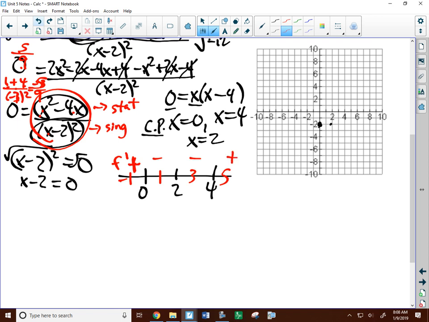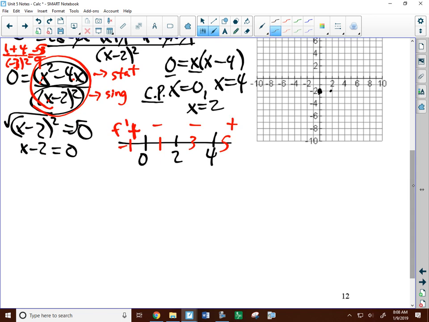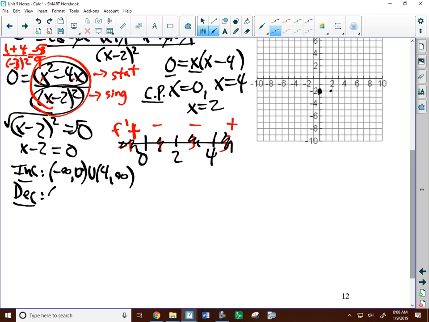Again, just for time's sake there. Well, I'm going to write down increasing, decreasing. So, get rid of the test values. Let's see, what's positive? So negative infinity to 0. Ooh, 0. Union 4 to infinity. And then where it's decreasing, 0 to 2. Union 2 to 4.